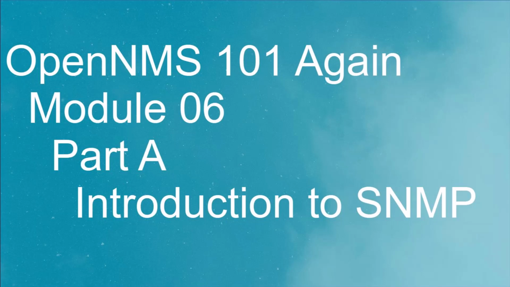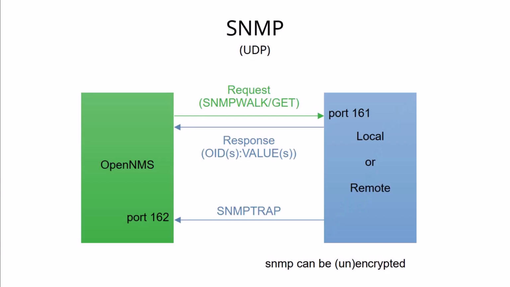Welcome to OpenNMS 101 again, Module 6, Part A, an Introduction to SNMP. SNMP is a protocol by which management information for network elements may be inspected or altered. OpenNMS only inspects, monitors management information. OpenNMS requests information and the network element responds with that information. The network element can limit the information it allows access to.